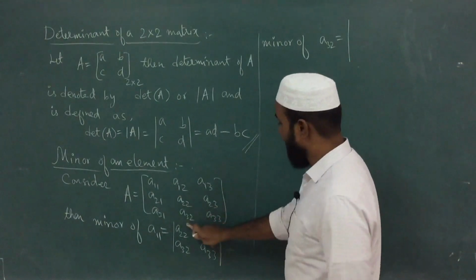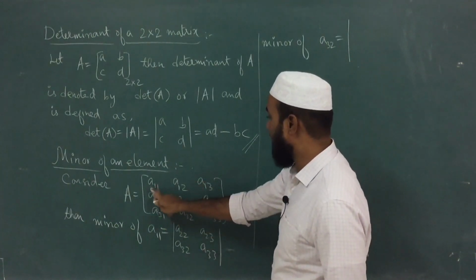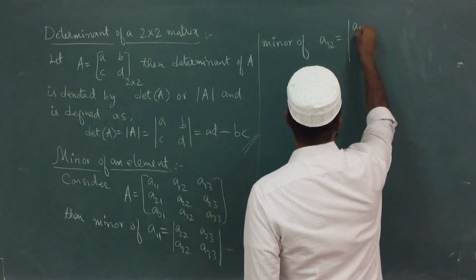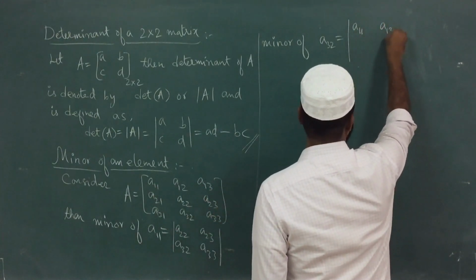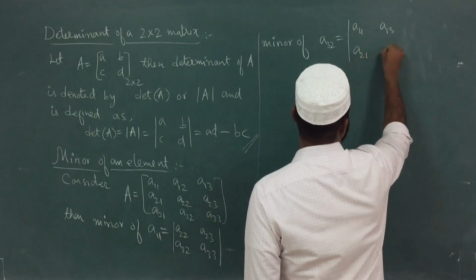So a32 is here. You remove this row and this column. What will remain? a11, a13, and here a21, a23.